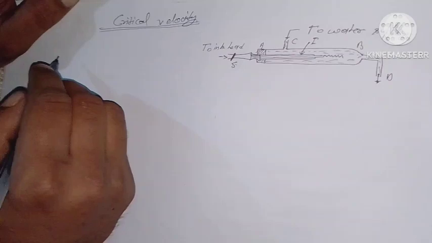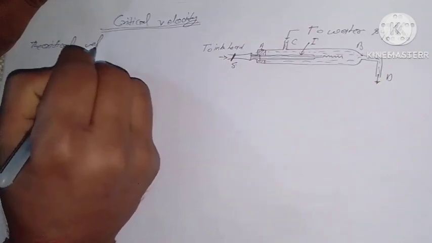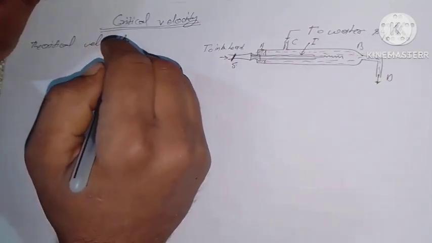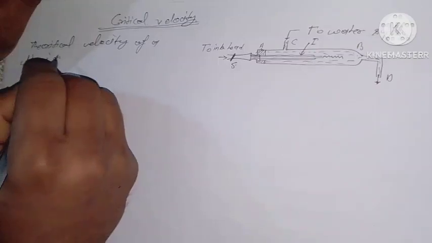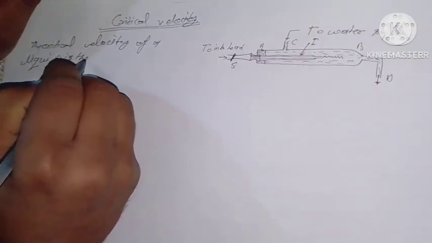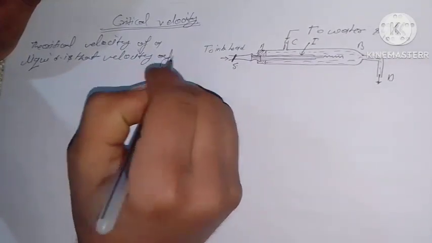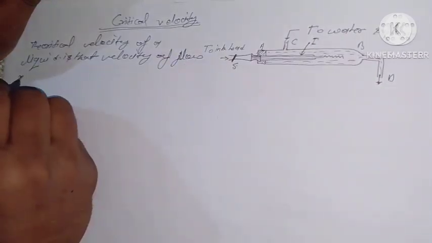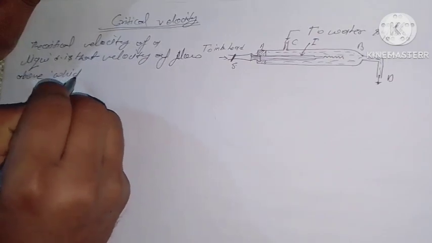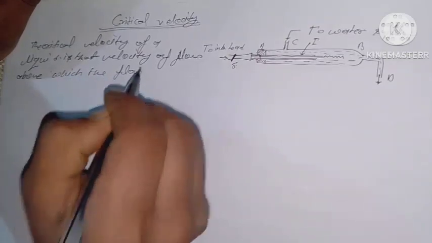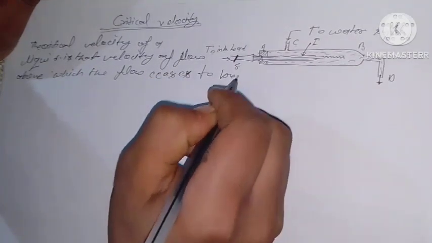Hence the critical velocity of a liquid is that velocity of flow above which the flow ceases to be streamline.